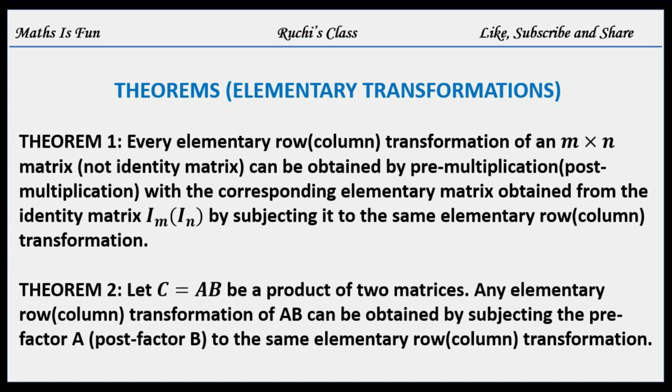What does theorem 2 say? See, it's a very important theorem, theorem 2. Generally, it is asked in competitive exams. So, let C is equal to AB be the product of 2 matrices. Any elementary row or column transformation of AB can be obtained by applying the same elementary row or column transformation to the pre-factor or post-factor. So, for example, if C is equal to AB is the product of the matrices and I want a row transformation in that, it will be in A, the pre-factor, right? And if I am applying a column transformation, it will be in B. Okay. So, let us see one example.